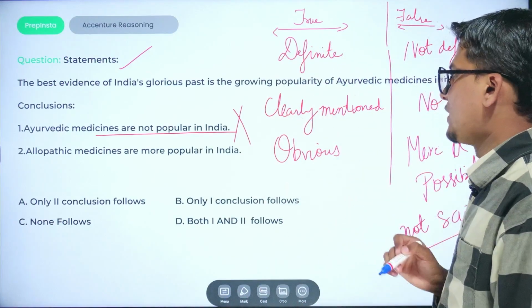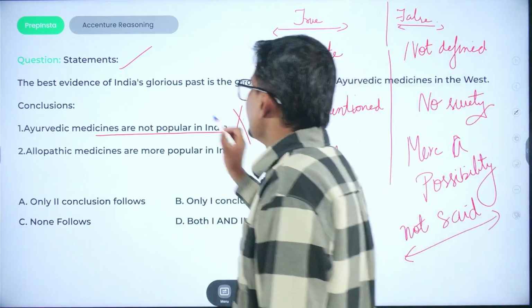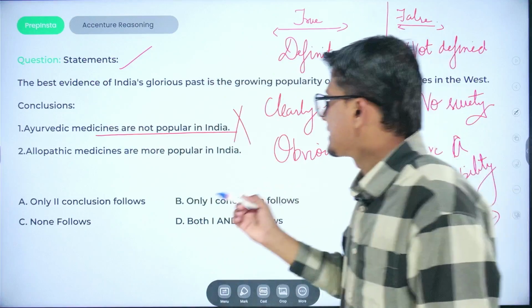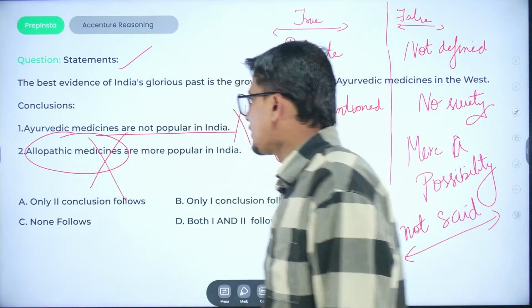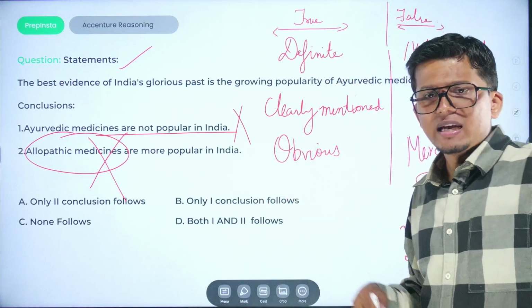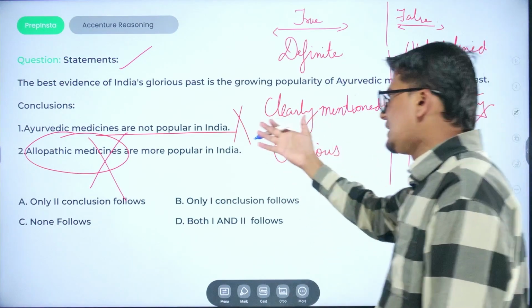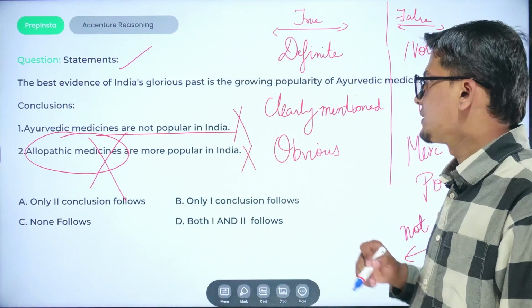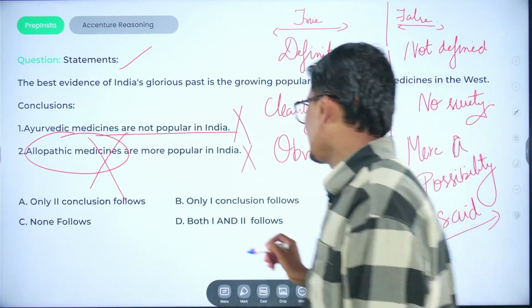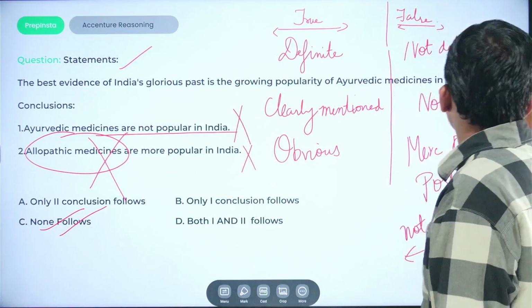Coming to the second conclusion, that is allopathic medicines are more popular in India. With reference to this statement, there is no information with regard to allopathic medicines. It could be a mere possibility. It could be an undefined sentence. It is not clearly said. So this would also be a false conclusion. So we can say that none follows would be the right answer.